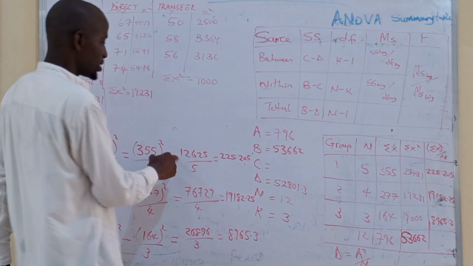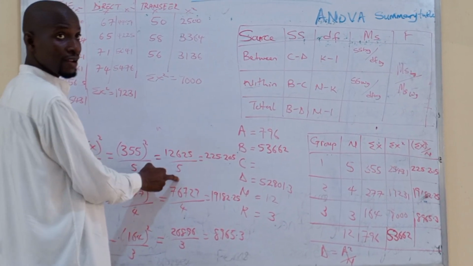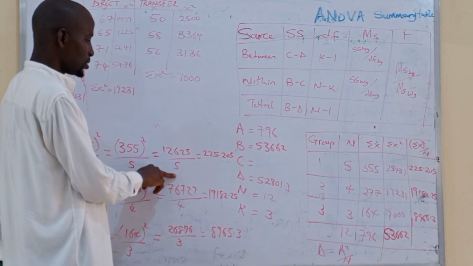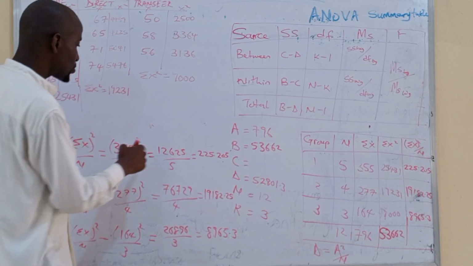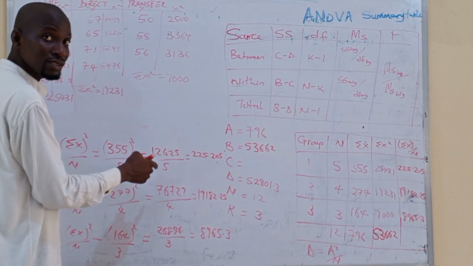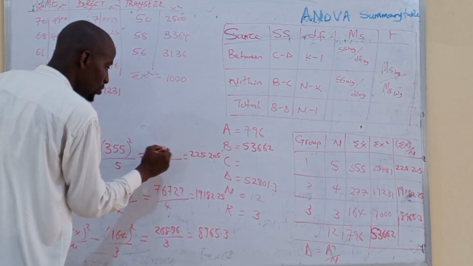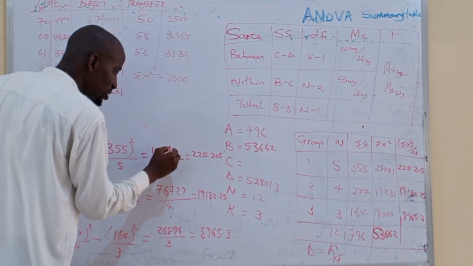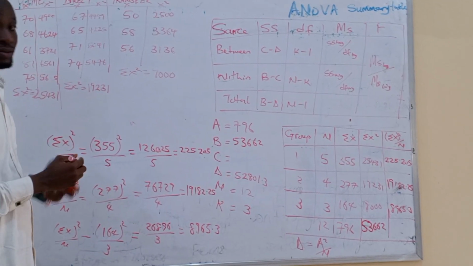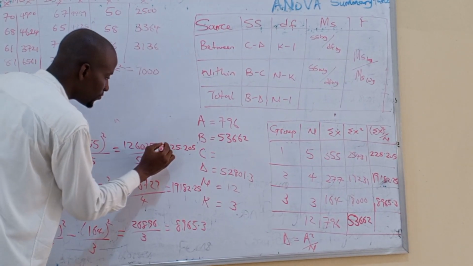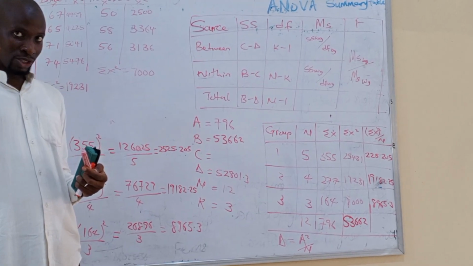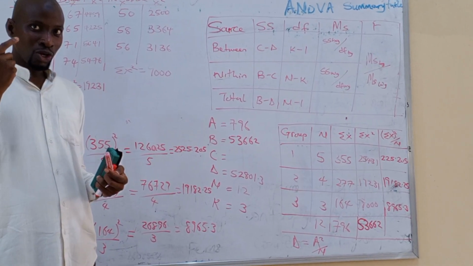I hope this is correct. It's not 12625, it's 126025 divided by 5. Yes, that is good. 126025 divided by 5 gives us 25205. Do you know, when you are solving mathematical problems, intuition will tell you that you are also wrong at some point.